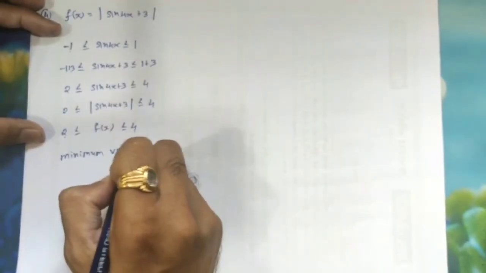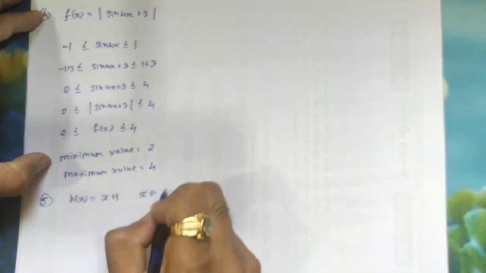So here the minimum value of this function is 2. The maximum value of this function is 4. Clear? So this is how you can find the minimum value and maximum value of any given function.